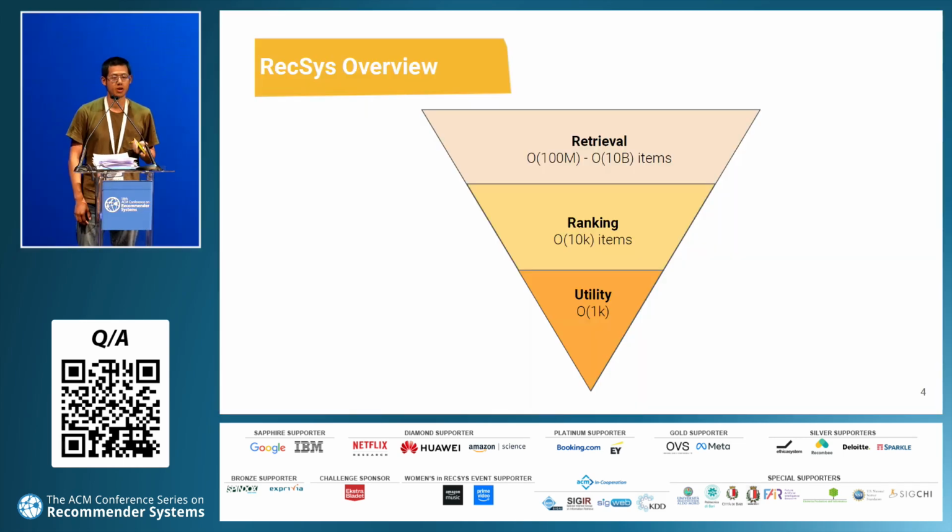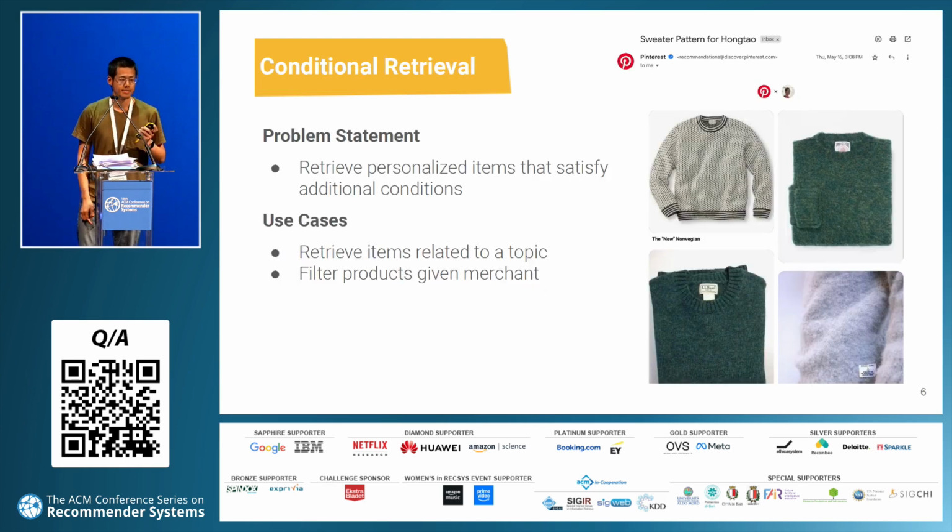As we all know, most recommendation systems follow a multi-funnel stage where we trim down the candidates in each stage. Here we mostly care about the retrieval stage. And here's our problem statement. We want to retrieve personalized items that satisfy additional conditions.